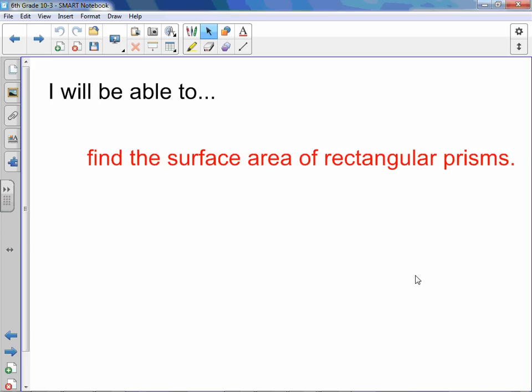Chapter 10, Lesson 3, Surface Area of Rectangular Prisms. You will be able to find the surface area of rectangular prisms.